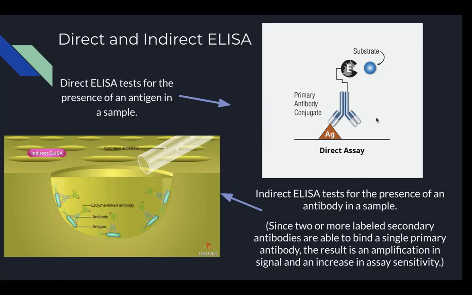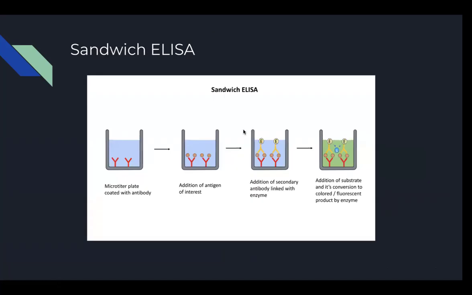With an indirect ELISA, one of the advantages is that there are going to be more labeled antibodies. Because you have more of that signal being detected, it amplifies the signal and increases assay sensitivity, meaning that if there are low quantities of the antibody in a sample, it can sense it better. And this is another type, which is the sandwich ELISA.